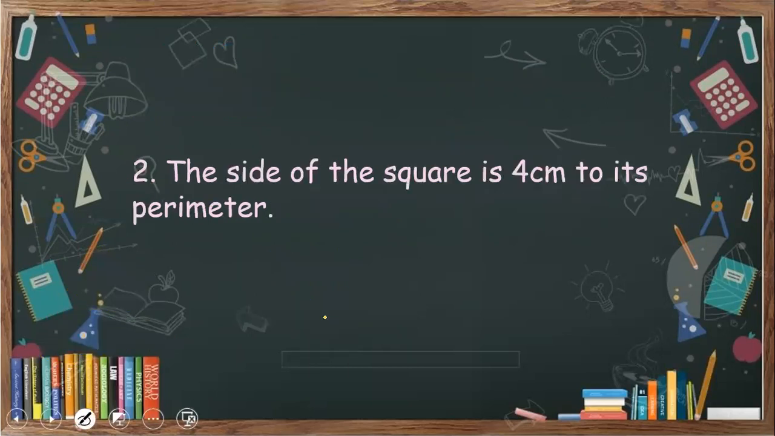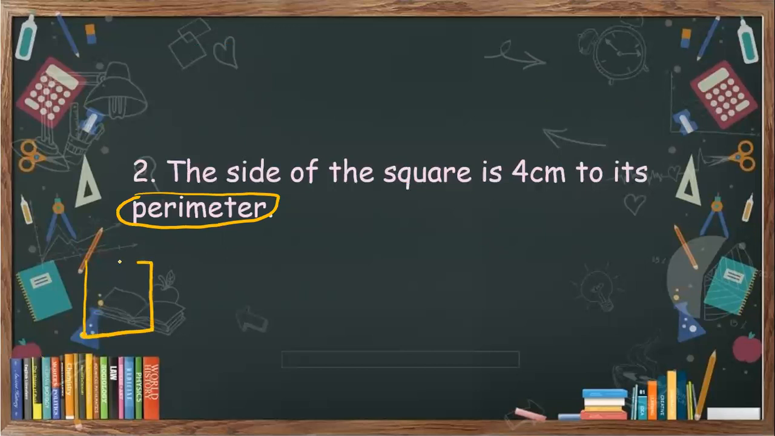Next. The side of the square is 4 centimeters. Find the ratio of the side to its perimeter. So first, let's draw a square to find the perimeter. Let's assume that it is a square with 4 centimeters on each side. Since it is a square, all 4 sides have an equal measure. So 4 centimeters, and then add these 4 sides.